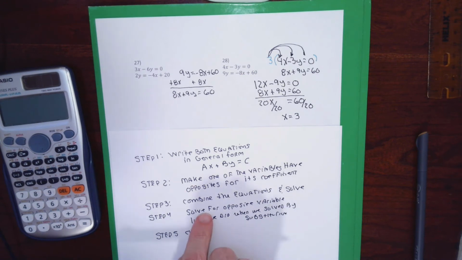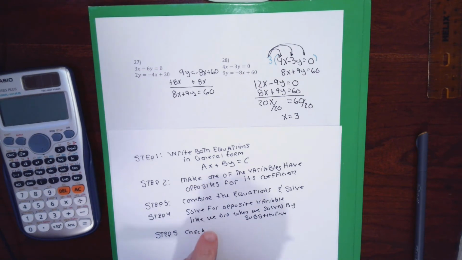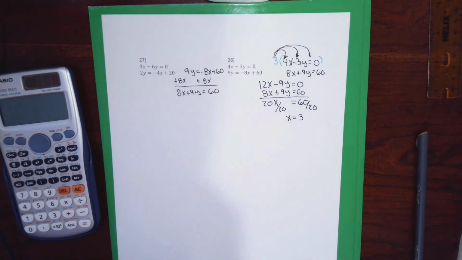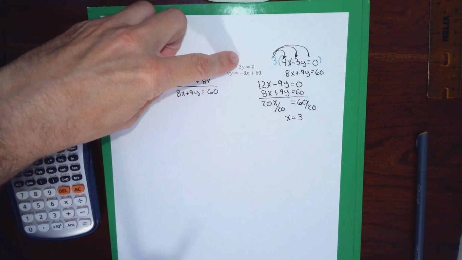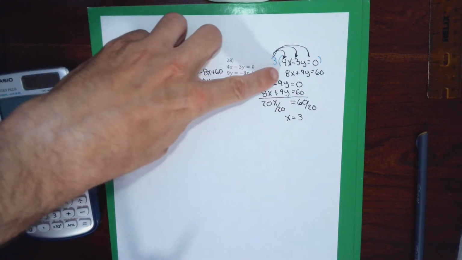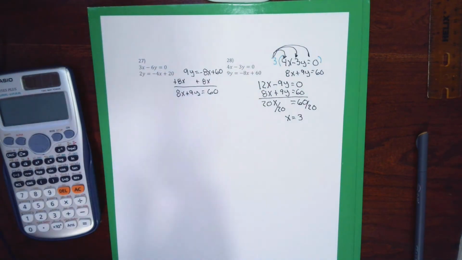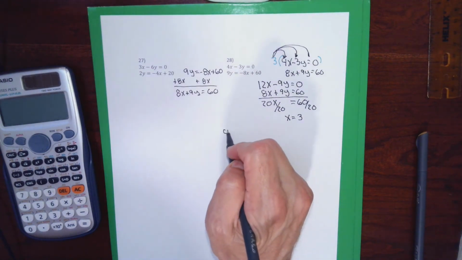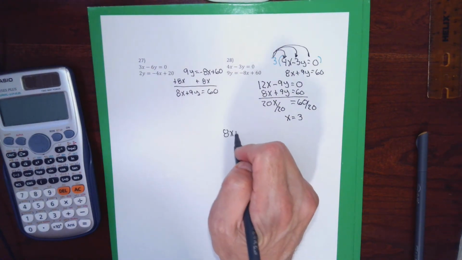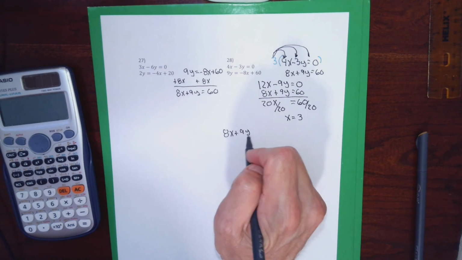Move on to step 4, solve for the other variable, in this case y, like we did when we solved by substitution. Meaning pick an equation, plug 3 in for x and try to find y. I don't like equations with negatives. I'm kind of afraid to use that. I'm going to use this: 8x plus 9y equals 60. Any equation that's part of this system is going to work.